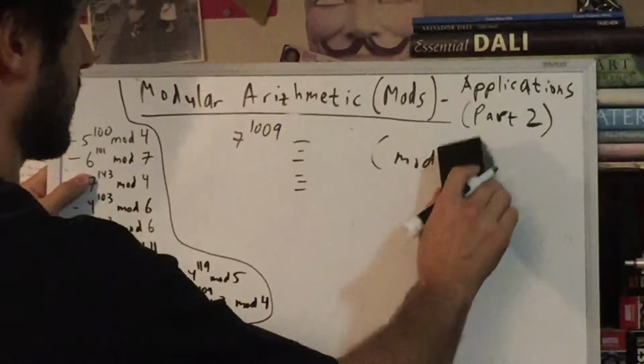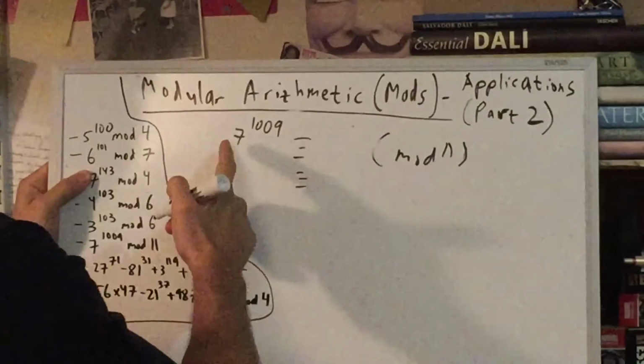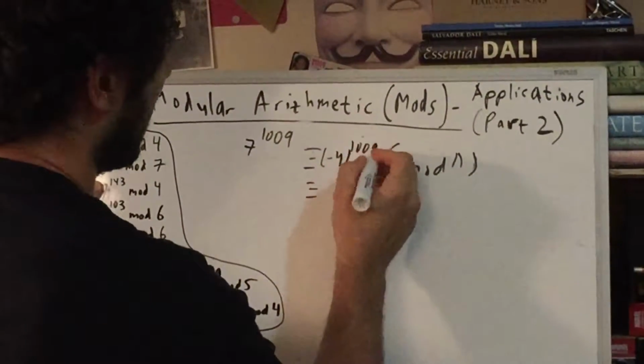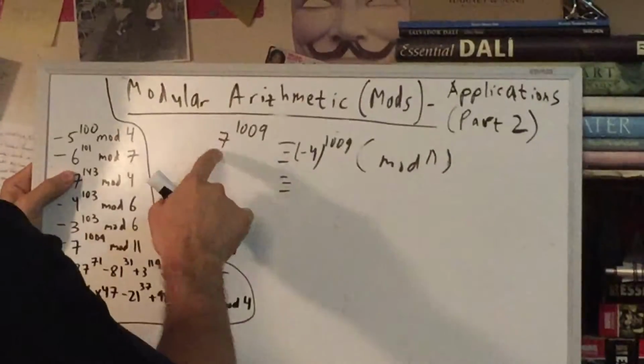All right. So here we could say 7 is the same as -4. But again, -4 to a large power, we can't really do that. So let's just look for a pattern again.